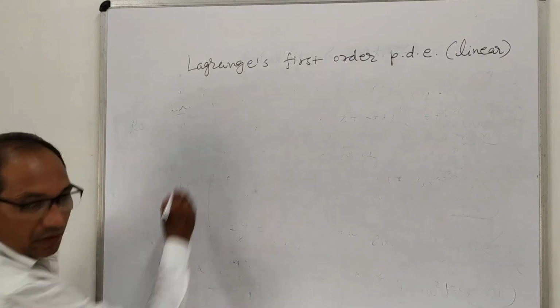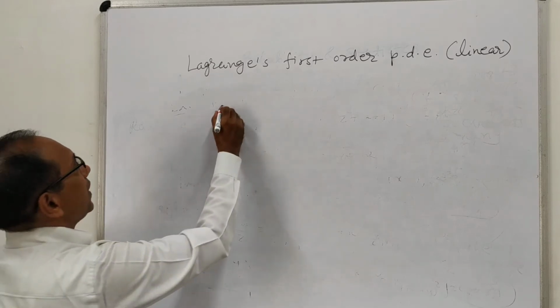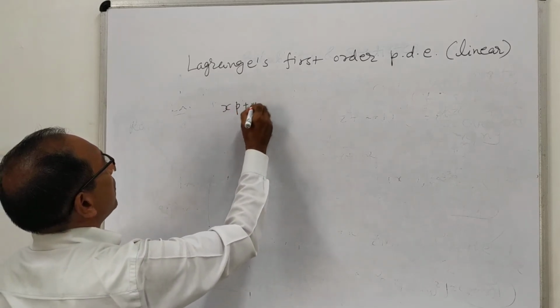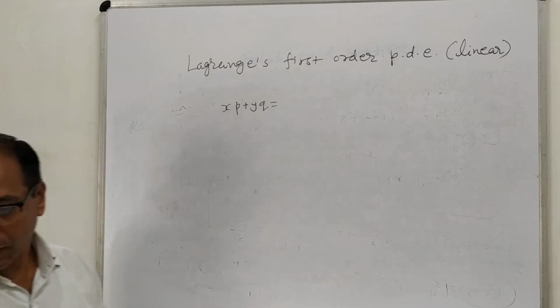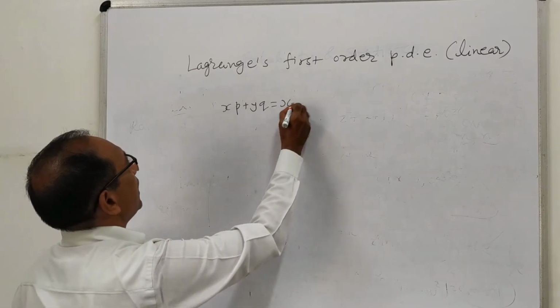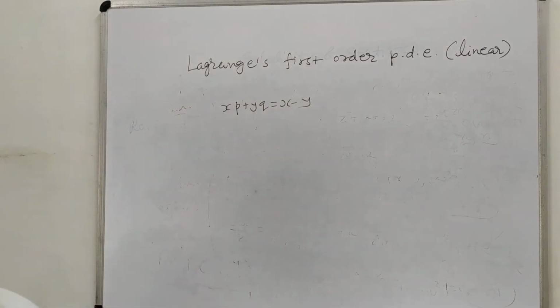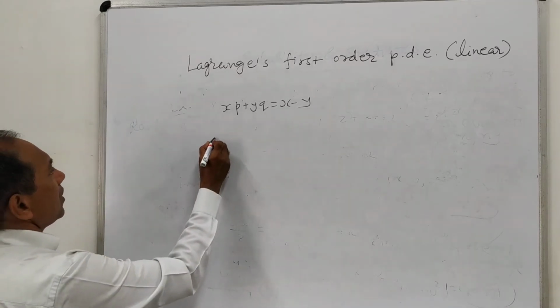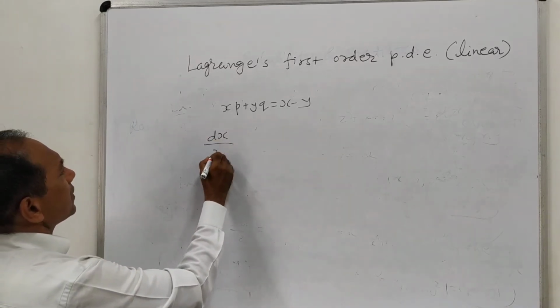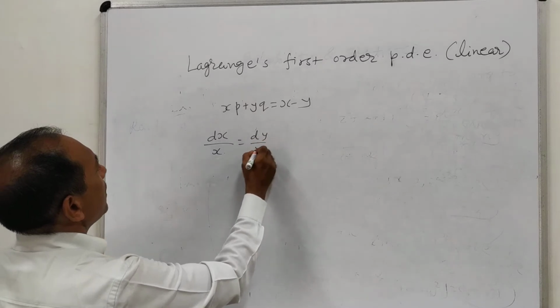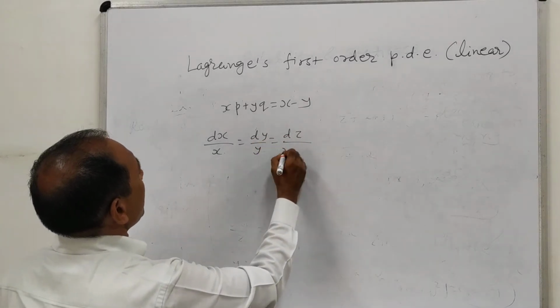xp plus y cube equal to x minus y. Now we will solve this equation. This is also very simple. As usual, write down the auxiliary equations: dx upon x, dy upon y equal to dz upon x minus y.